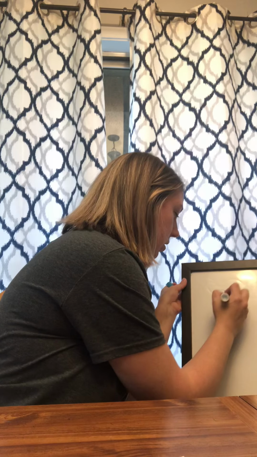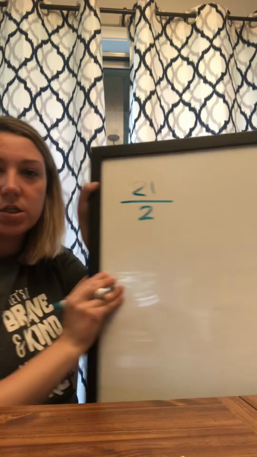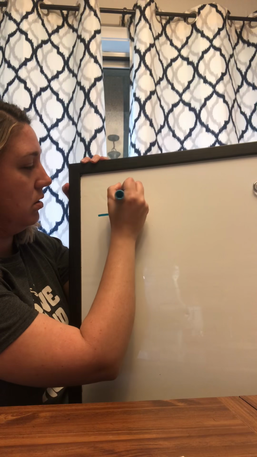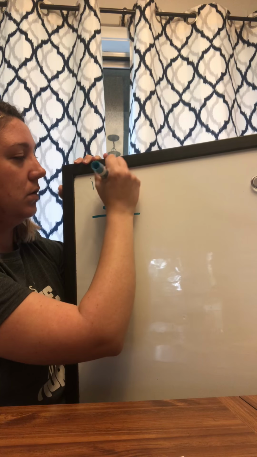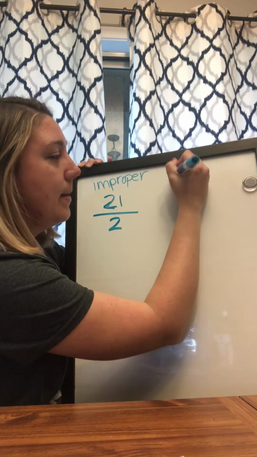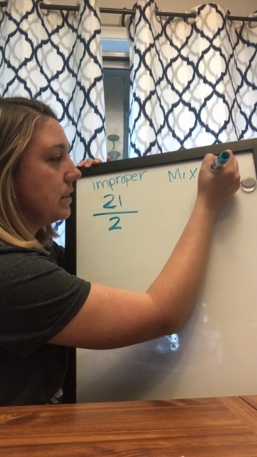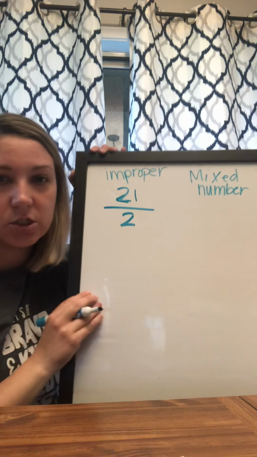I'm going to just leave mine up, and I'm just going to choose one. I'm going to choose a piece, and this one is 21/2. When your top number, your numerator, is larger than your bottom number, your denominator, you have an improper fraction. Improper fraction. And we want to turn this into a mixed number. All that says whenever you have a mixed number is you have a whole number and a fraction.